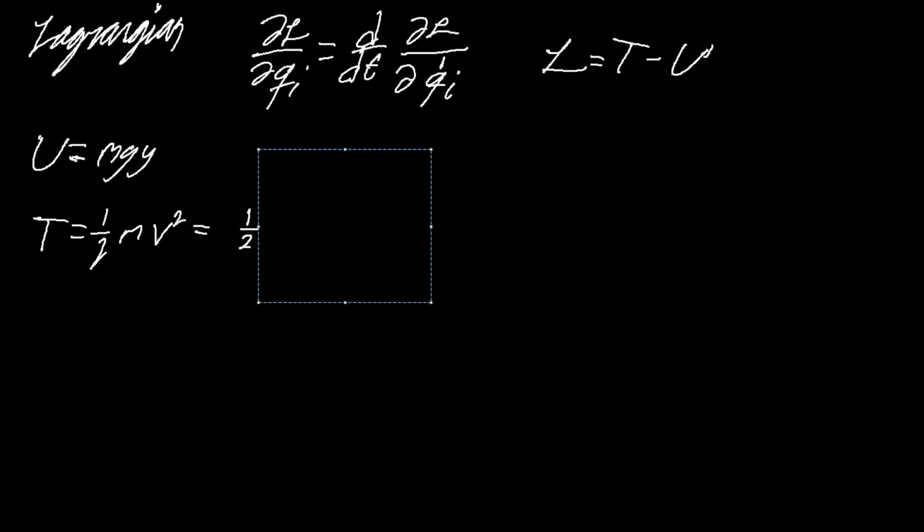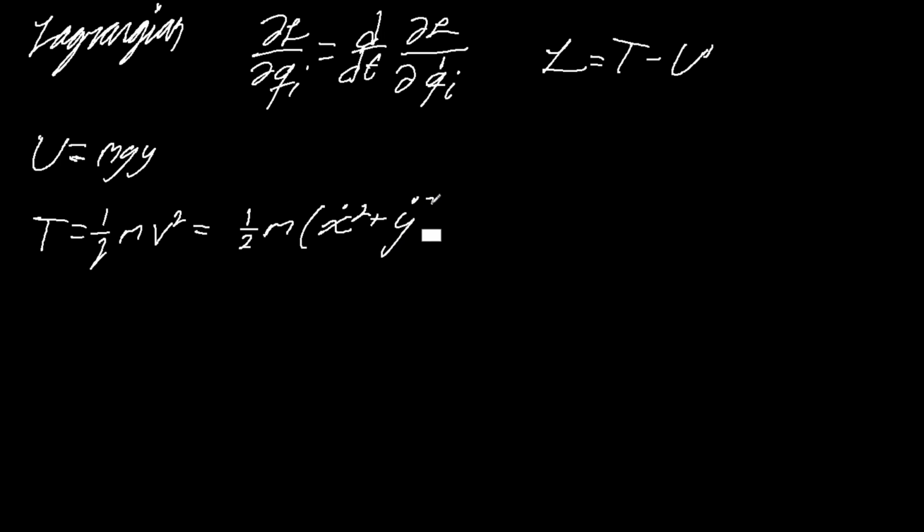You know what? Let's rewrite that. So the kinetic energy is going to be one half m times x dot squared plus y dot squared. There you go. Since this is the total kinetic energy of the system, and there's only one object in our system, the ball, there's one potential energy too. Okay, so this is actually everything for the full system.